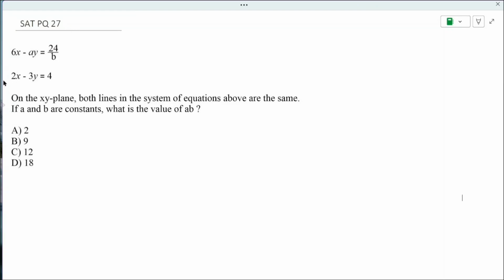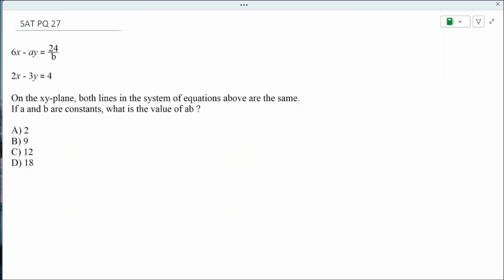Question 27. You have 6x minus ay equals 24 over b. That's the first equation. The second equation, you have 2x minus 3y equals 4. On the xy plane, both lines in the system of equations above are the same. That means these two lines are the same.